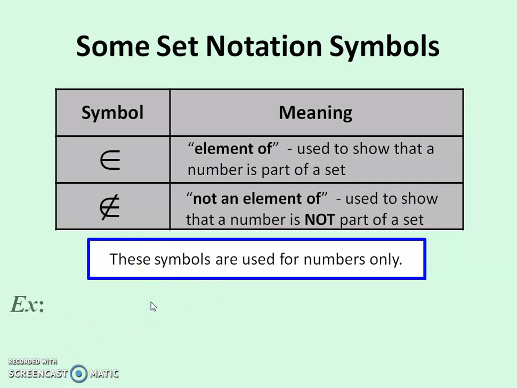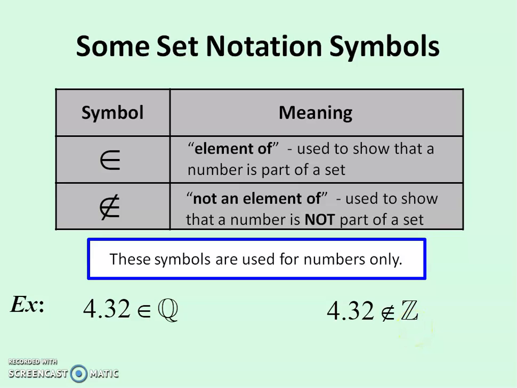For instance, if a number is actually part of a set, like 4.32, that's a terminating decimal, that makes it an element of, it is part of the set of rational numbers. So I can say that 4.32 is an element of rational numbers. That is a true statement. I can also say that 4.32, which is not a positive or negative whole number, is not an element of integers. Integers are the set of positive and negative whole numbers.